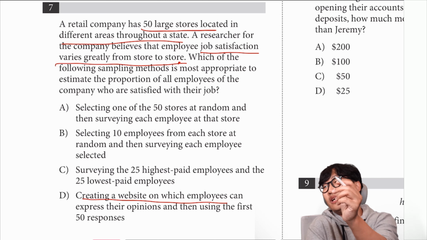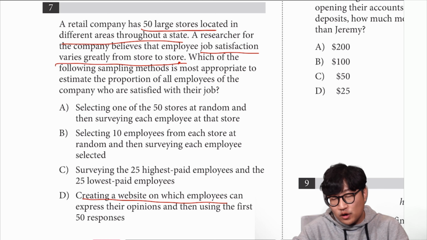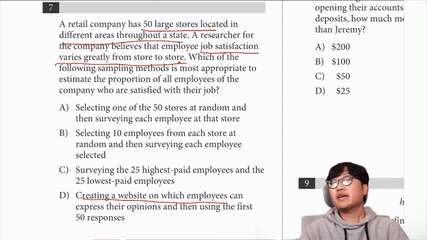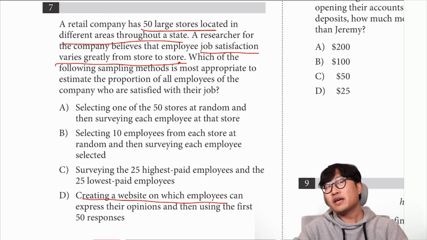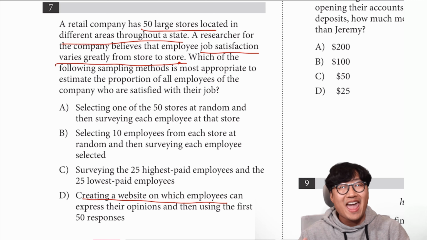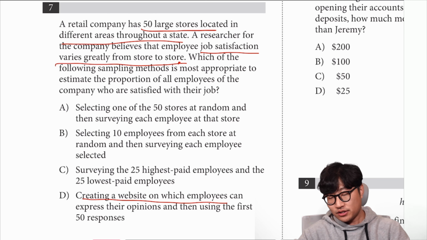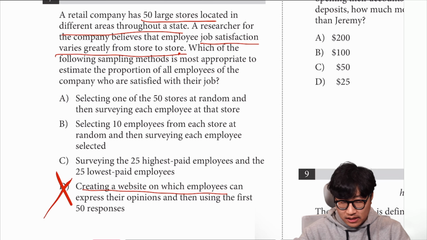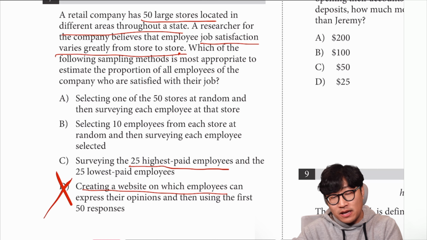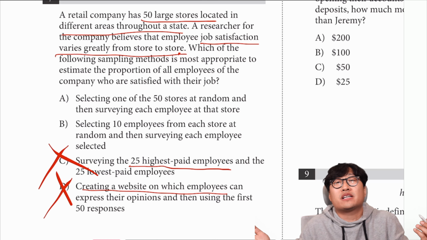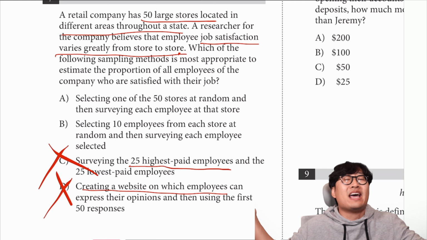That's messed up, dude. That's bias. You're using the first 50 responses. When you're picking a certain population to run some surveys or interviews, if you want to make it fair, you have to pick a random sample of the population. That is not random. Goodbye. C, surveying the 25 highest paid employees. That's messed up. Of course they're satisfied. They get paid the highest.